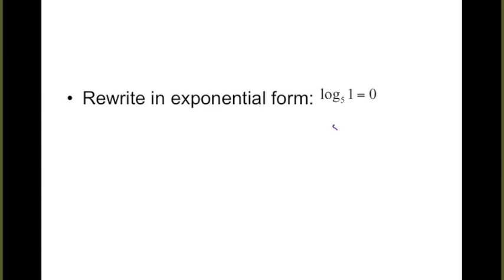So our base stays the same, 5, and the other stuff switches sides. So 5 to the 0 is 1, and that's true because anything to the 0 power is 1.